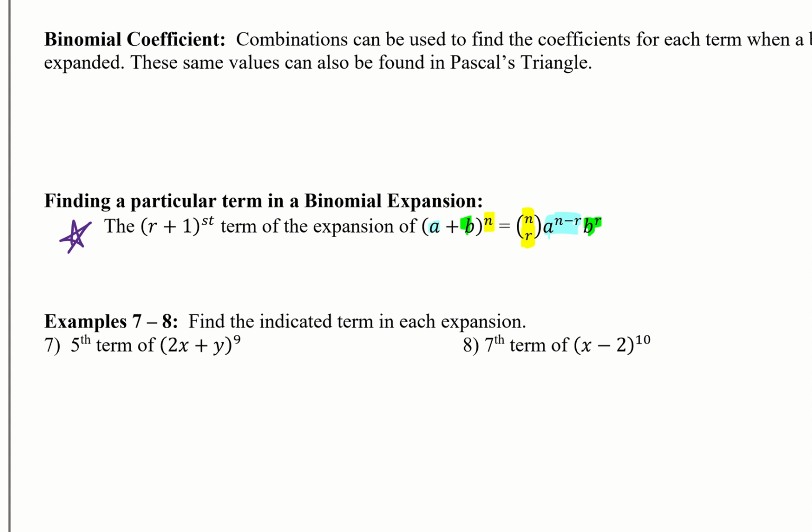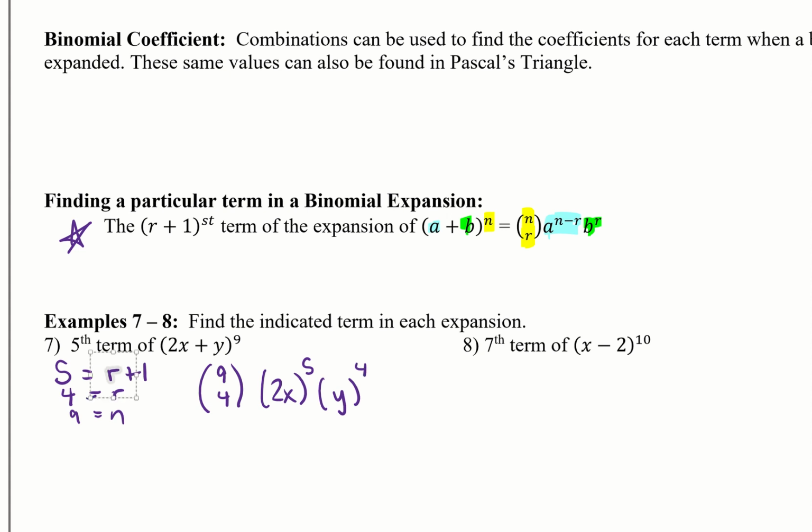Now, again, we could just use Pascal's triangle to help us with this, but I want to look at the expansion of this and find the 5th term. So first of all, what is r? If I want the 5th term, 5 is equal to r plus 1, which means r is 4. N, in this case, is the greatest power, which is 9. So I want to do a combination in the front of 9 combination 4. And then I want to take the first term, 2x, to the power of 9 minus 4. And then I want to take the last term, which is y, to the power of r, which is 4.